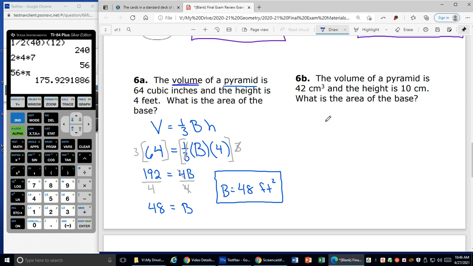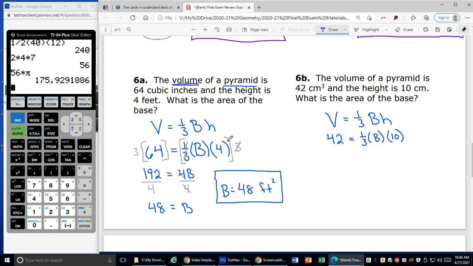And on the last one, I wrote the formula, volume equals 1/3 capital BH. Then I replaced the V with 64 because that's what the volume is. I'm going to replace the V with 42 equals 1/3 BH. My height here was 4. My height here is 10.